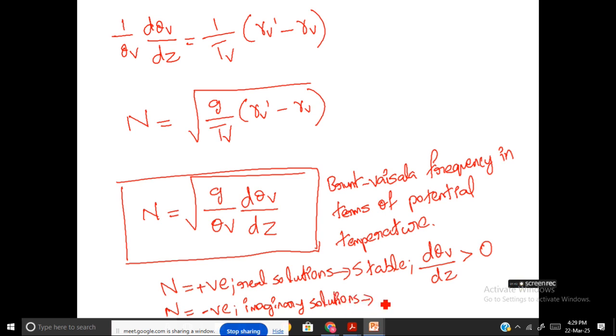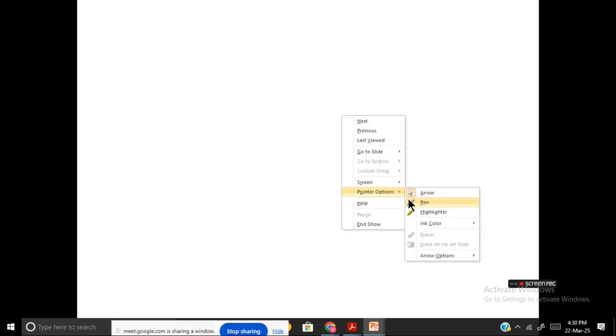which means the frequency is imaginary, which means the parcel will displace and keep on moving in the displaced direction. So N is negative. This is basically an unstable condition, which means d theta v by dz is less than 0. If the potential temperature is decreasing with respect to height, it means there is an unstable oscillation, or the condition corresponds to unstable condition. Okay. Now we will try to solve one problem.